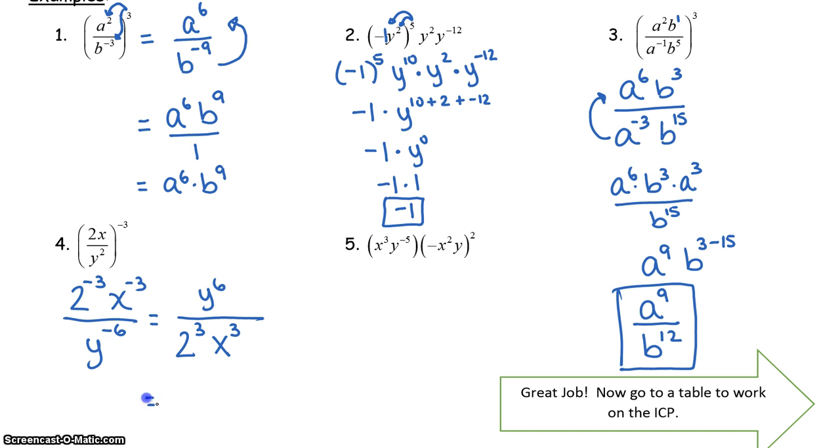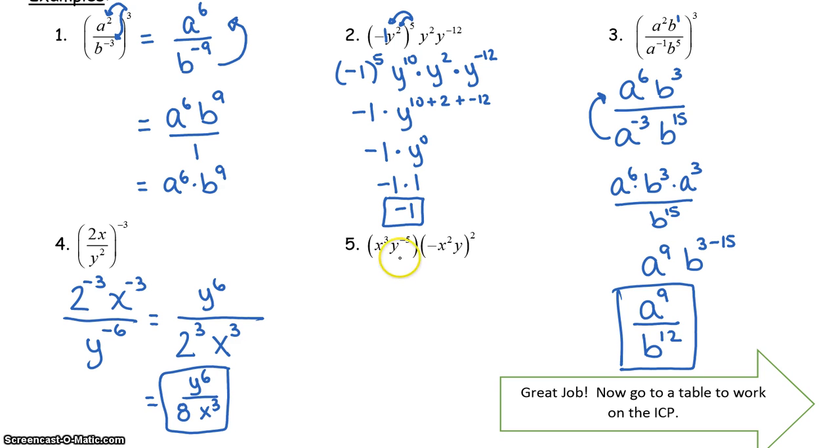But what I can do is simplify 2 to the third power. So I'll leave y to the 6th. 2 to the third is 8, and x to the third. So this will be our final answer. I like to simplify my numbers just because I enjoy simplifying.